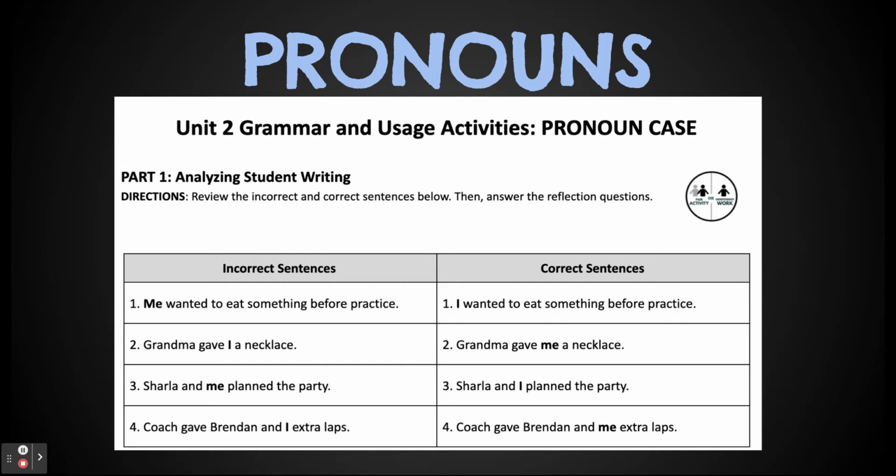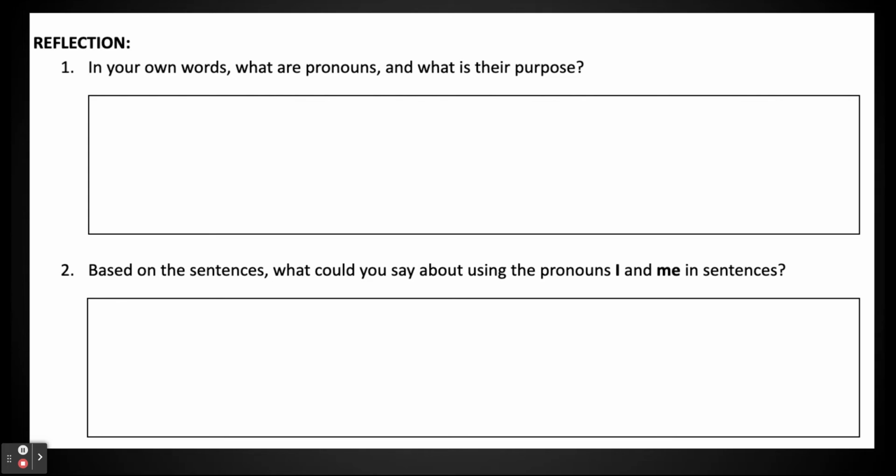All right, based on those sentences, the first reflection question is, in your own words, what are pronouns and what is their purpose? And then the second question is, based on the sentences, what could you say about using the pronouns I and me in sentences? Take a moment to write your reflections down, and then we'll come back and I'll share my reflections.